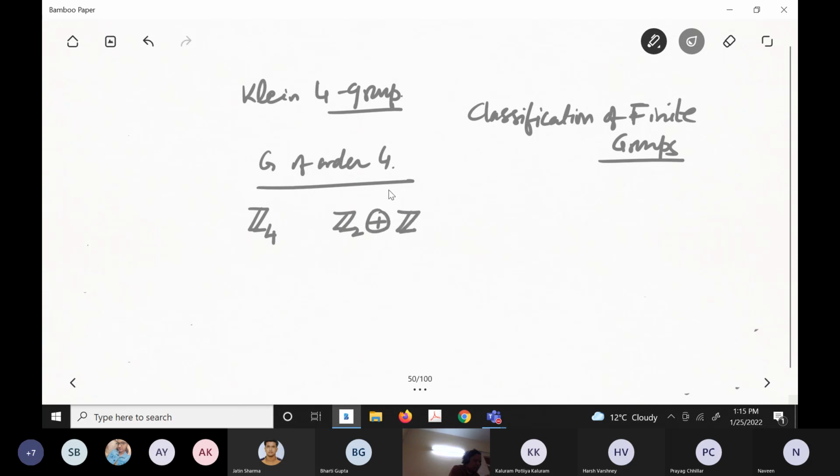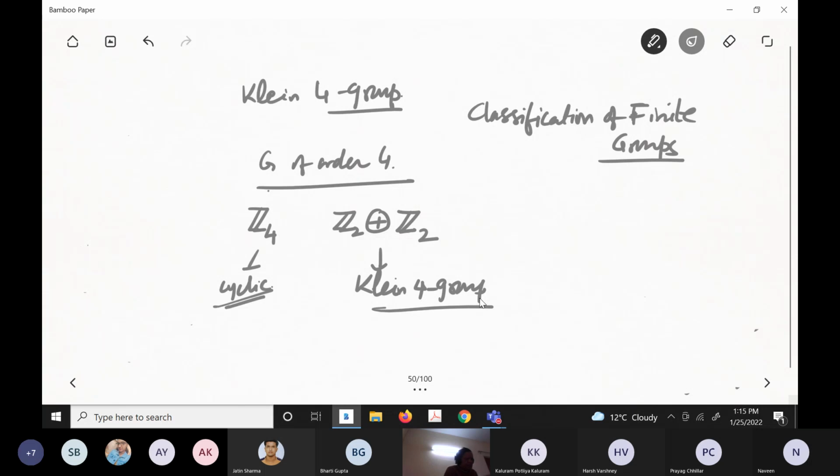A group of order 4 will always be abelian. This one is cyclic, and this one is actually Klein 4. That means in a group of order 4, you have only two choices: either it's cyclic or it is Klein 4. Same Klein. Okay, this is Klein bottle.